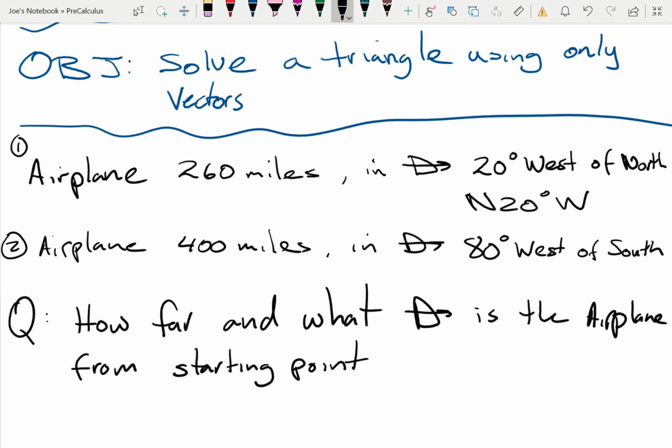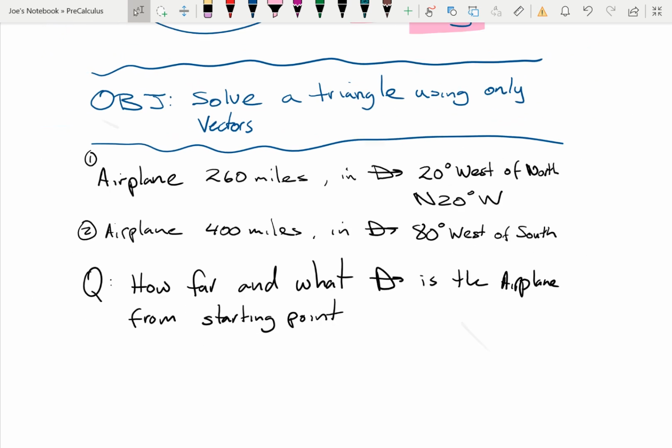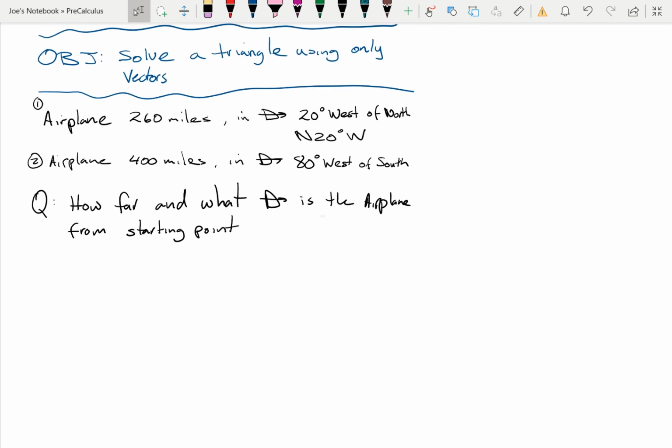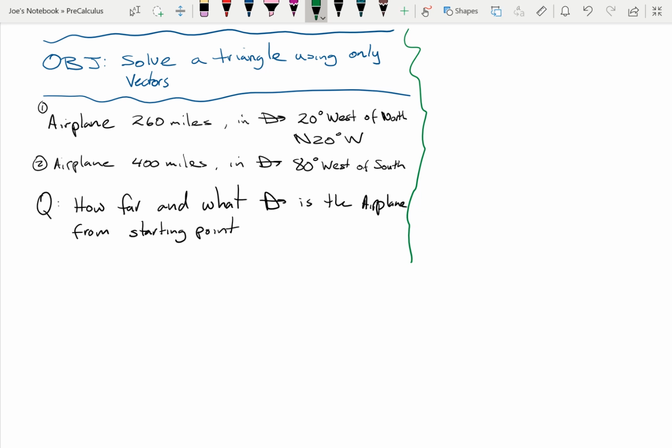All right, let me try to shrink that so we keep all the words up there, and I'm going to draw it out. I'll keep this little zone for drawing. So the airplane takes off and it flies 20 degrees west of north.